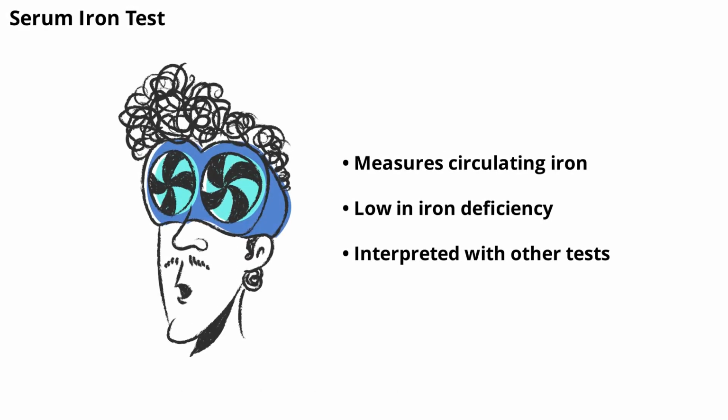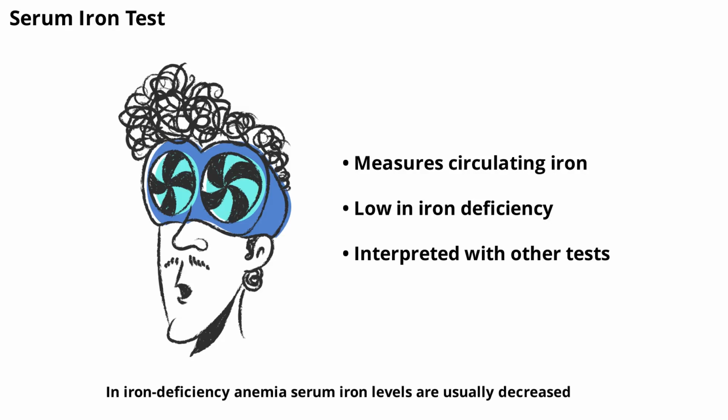The serum iron test measures the amount of circulating iron bound to transferrin in the blood. In iron deficiency anemia, serum iron levels are usually decreased. However, because serum iron can fluctuate throughout the day and be affected by recent dietary intake, it is often interpreted alongside other tests, such as total iron binding capacity and ferritin, to provide a more complete picture of iron status.